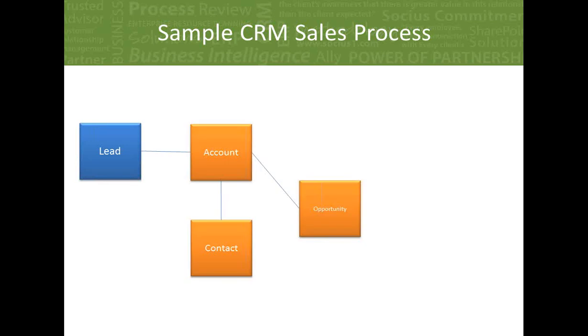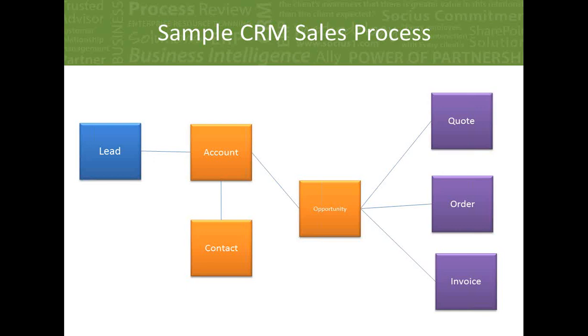And so the process that we're going to be looking at is going to start with a lead. And we're going to take that lead through a process and qualify it. And in the course of qualifying that lead, we're going to create an account, a contact, and an opportunity. And then from that opportunity, we're going to have quotes, orders, and invoices.